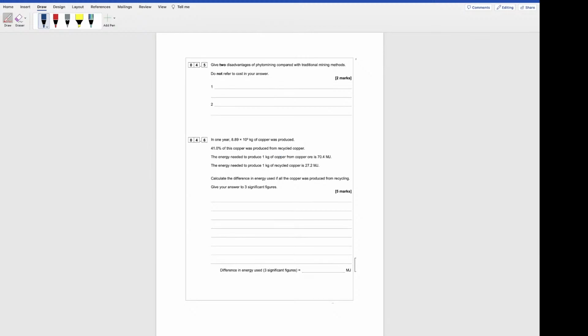Here it says give 2 disadvantages of phytomining compared with traditional mining methods. Do not refer to costs. Well, phytomining, because you've got to plant the crops, takes up a large area. You have to have fields and fields of crops. It also takes a long time for those crops to grow. So you've got to wait for all that low-grade copper ore to be basically absorbed.